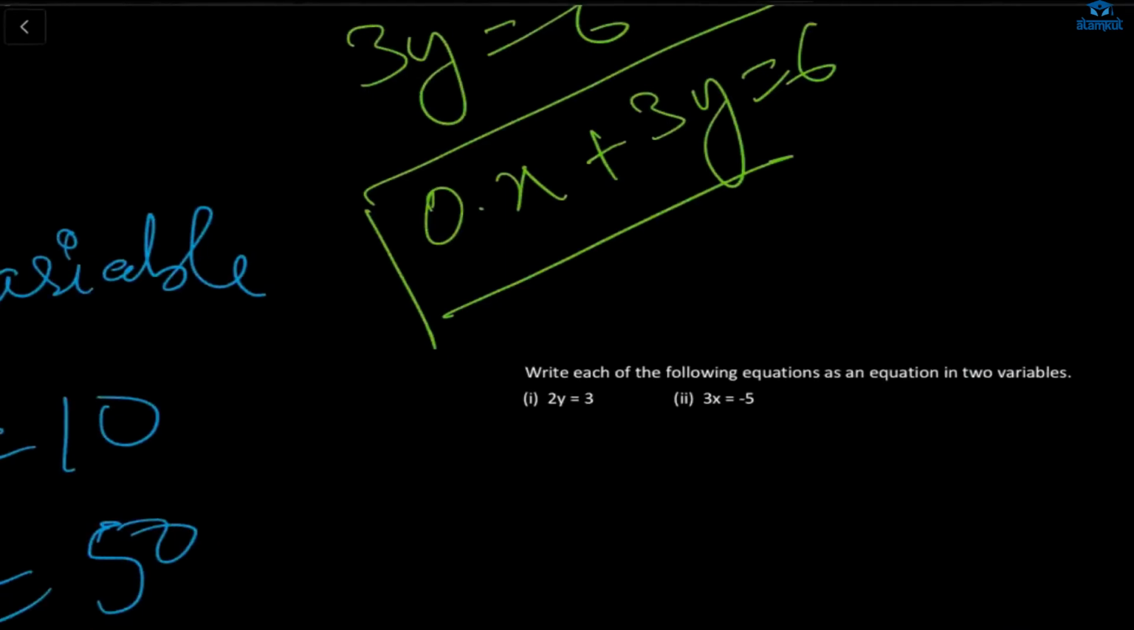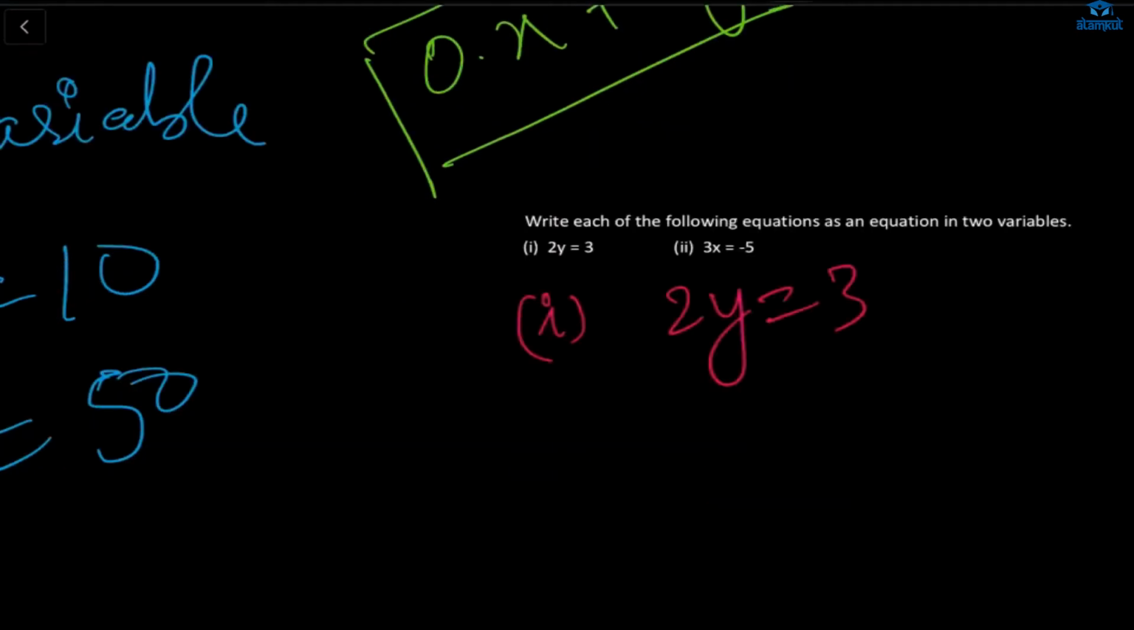Now see the question. Write each of the following equations as an equation in two variables. For the first one, 2y is equal to 6. So this is a linear equation in one variable. How can you make it in two variables? Ma'am, this will become 2y minus 3, x plus 0.